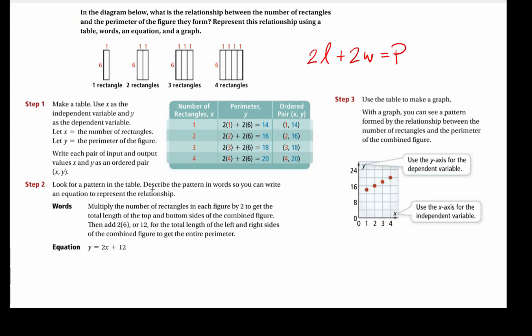A lot of times we want to start off in words. What is the relationship? We may not necessarily have to write it down, but we need to think in our mind, what is the relationship between the two variables here? And what we observe is that x is changing by 1 every time, increasing by 1, and the perimeter is increasing by 2 every time.